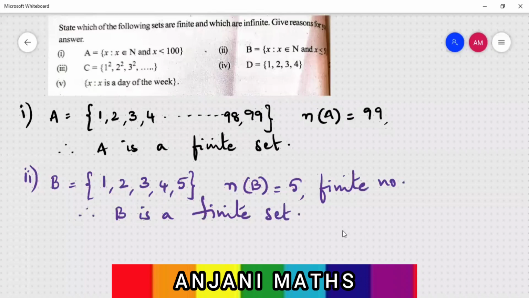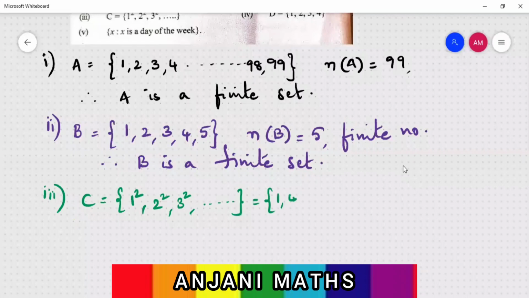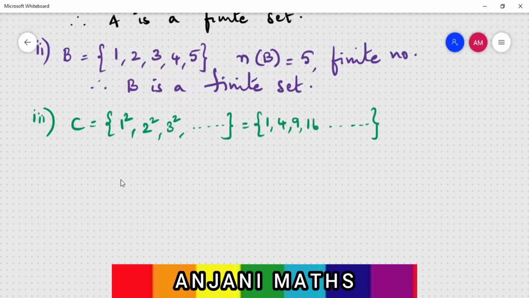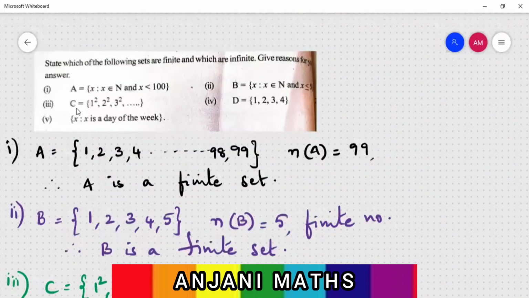Okay. Let us move to the third one. So what is the third problem? C is equal to the set containing 1 square, 2 square, 3 square, and so on. So this is equal to the set containing 1, 4, 9, 16, and so on. Does it have any end? No. So what is the cardinal number of C? It's not a definite whole number, isn't it? Therefore, what do we conclude? C is an infinite set. Since it has many numbers, we say that C is an infinite set.